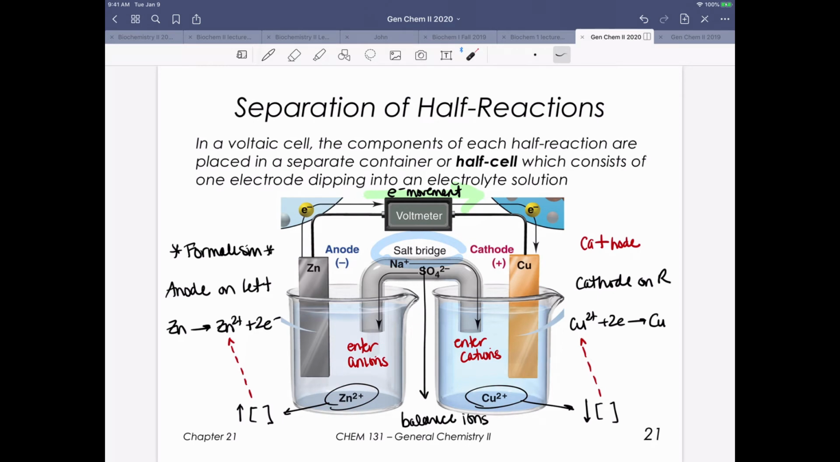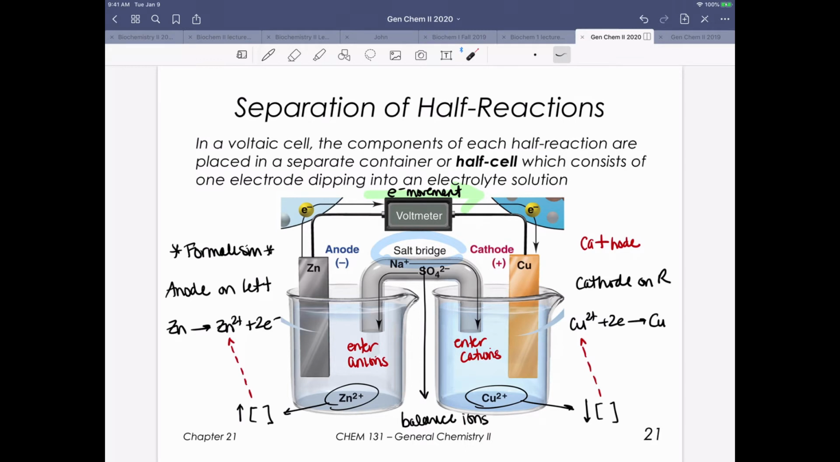But notice what's unique and different here. We don't necessarily need to start with zinc ions over here because they're going to be made. We are going to be making zinc ions over here as zinc becomes oxidized and loses its electrons. So we're not going to necessarily start with zinc ions in our solution. They're going to be made. Its concentration is going to be increasing.